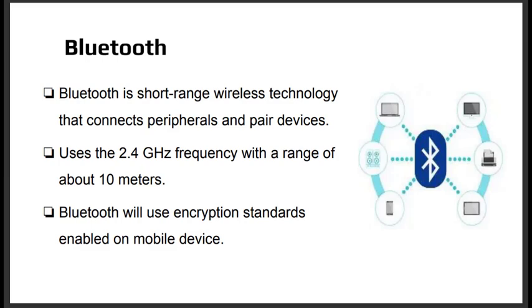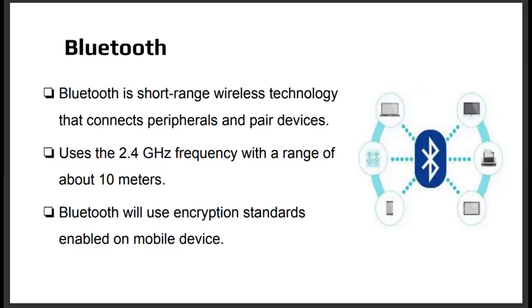An example of connecting a peripheral would be using a wireless mouse or a wireless headset with your laptop device. With Bluetooth pairing, an example would be using your smartphone to connect to a Bluetooth speaker externally to play music. Bluetooth uses the 2.4 gigahertz frequency. The Bluetooth signal range has about a 10-meter perimeter, that's about 30 feet.